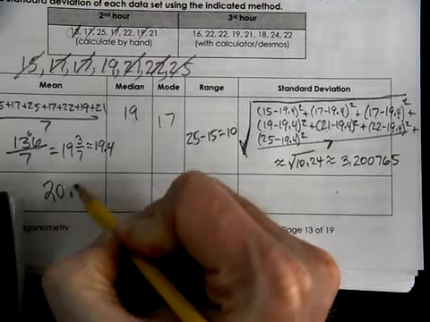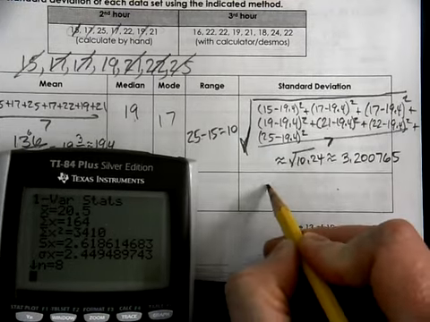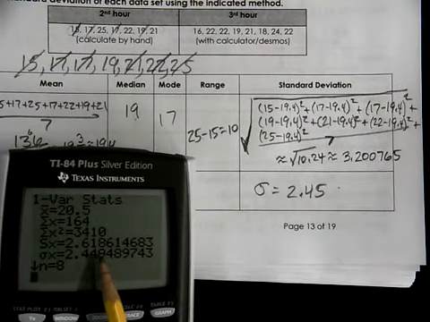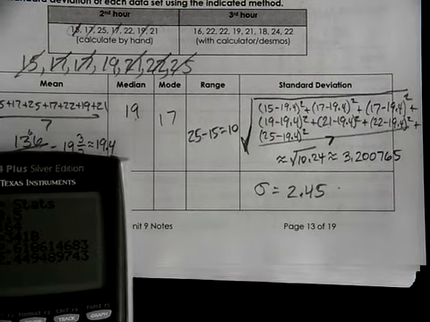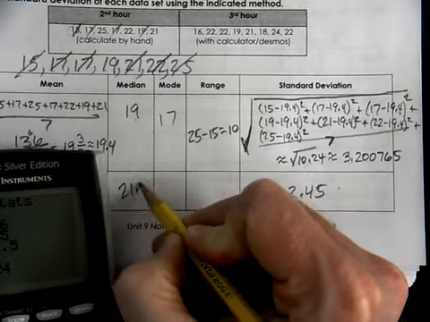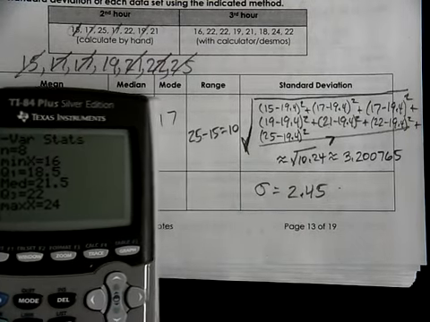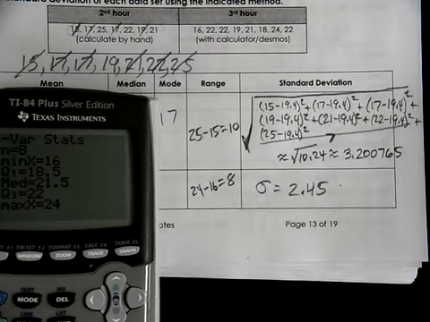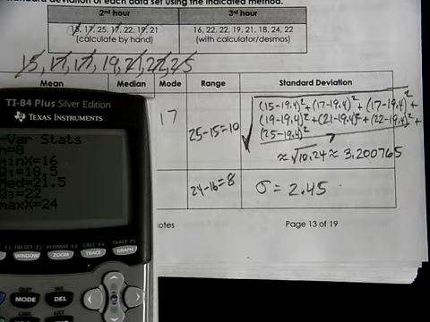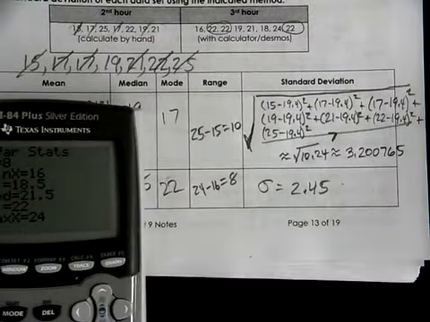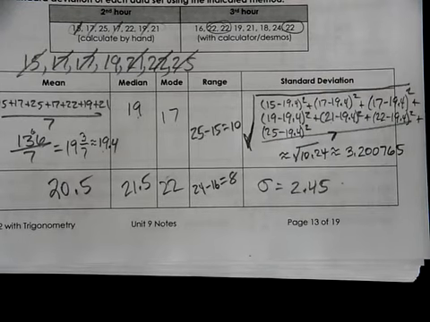So my average was 20.5. My standard deviation was 2.45 or 2.449. My median is 21.5. My maximum number was 24. My minimum number was 16. So that's a difference of 8. That's my range. And the mode is the number that gets repeated the most. So that's 22. Pretty straightforward, huh? Is that doable?